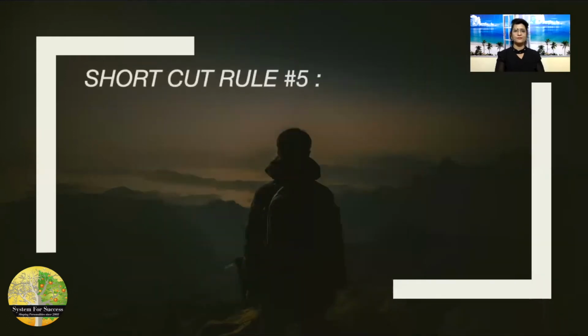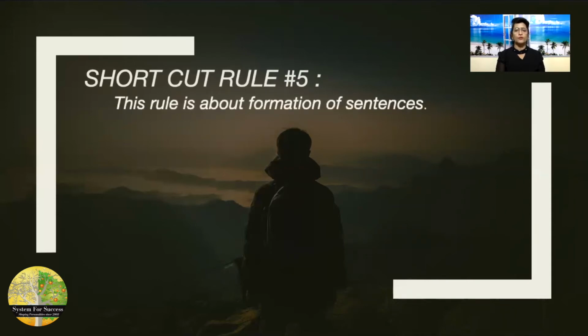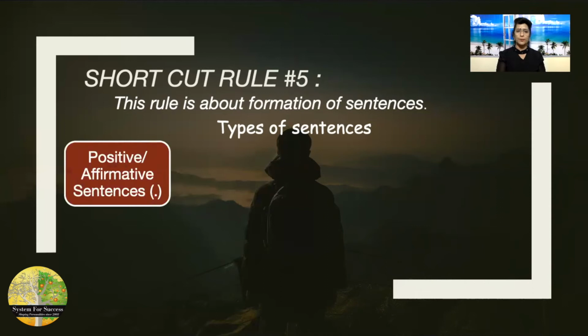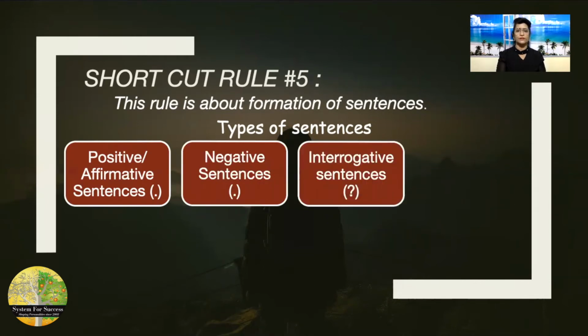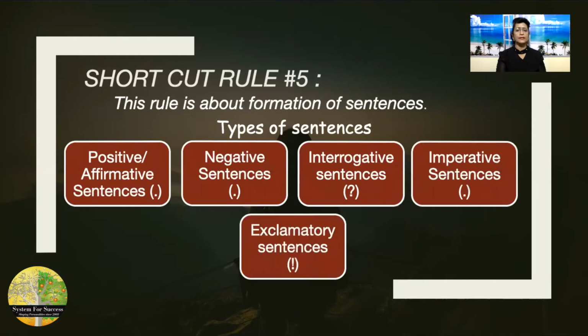Clear? Now, this is shortcut rule number 5, and rule number 5 is all about different kinds of sentences. So, we'll talk about formation of sentences first of all. But before learning the formation of sentences, let's learn what are the different types and categories of sentences. Number 1, positive or affirmative sentences. Number 2, negative. Number 3, interrogative. Number 4, imperative, and then exclamatory sentences. So one by one, we learn about all the 5 different categories of sentences.